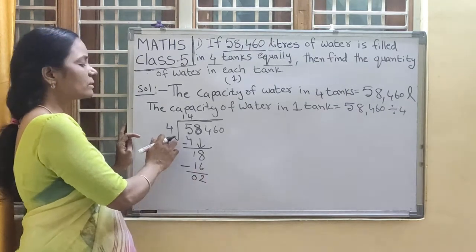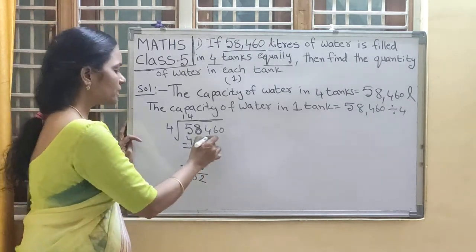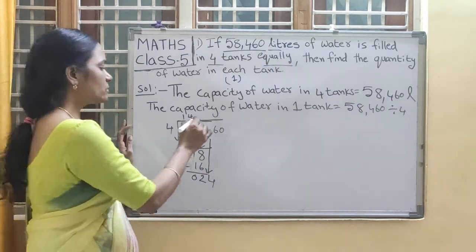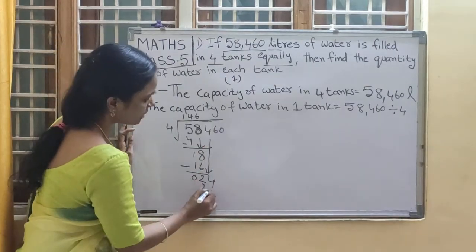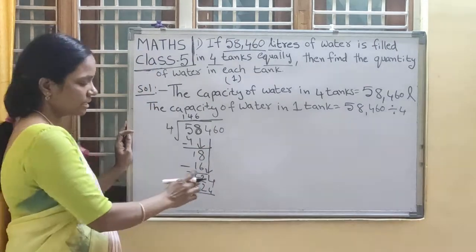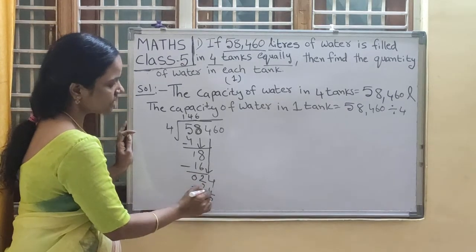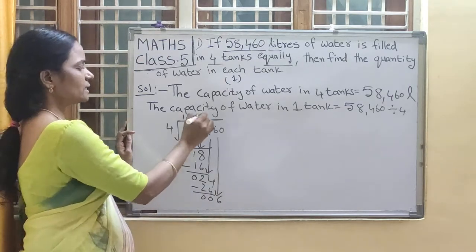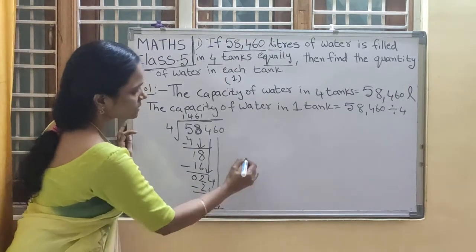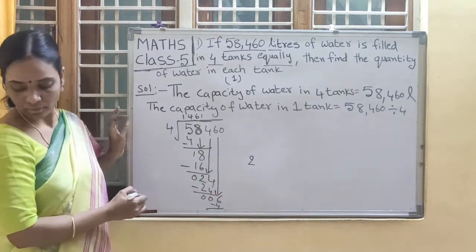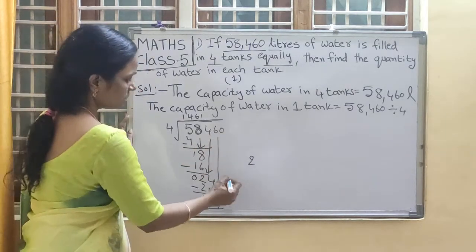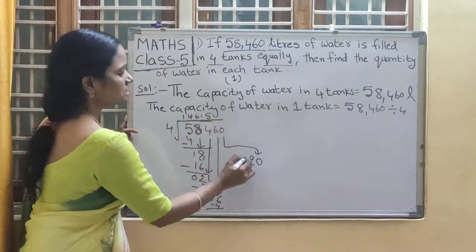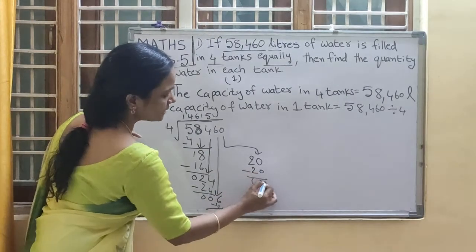2 is a smaller number. 4 will not divide 2. So what do we have to do? We have to bring down the 4. 24. In the 4 table, when do you get 24? Very good. 4 6s are 24. So up write down 6, down write down 24. 24 minus 24 is 0. Next bring down 6. 4 1 ja 4. 6 minus 4 is 2. Next bring down 0. 20. 4 5s are 20. So 20 minus 20 is 0.